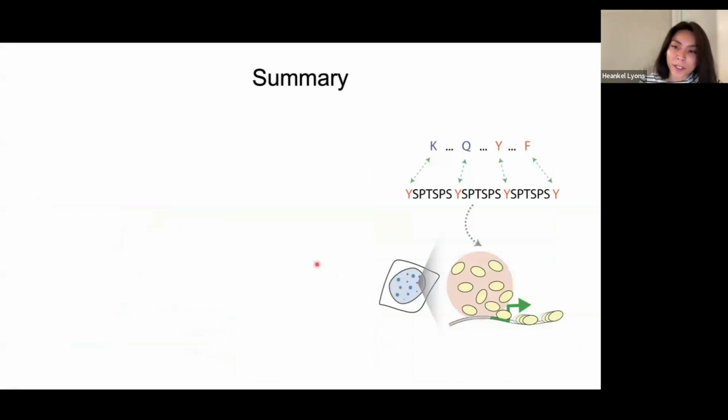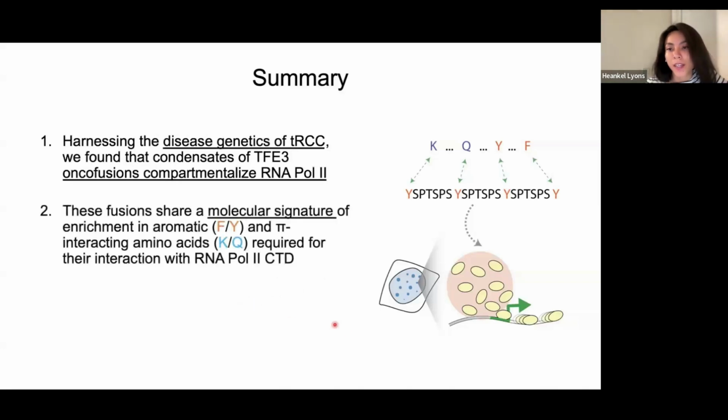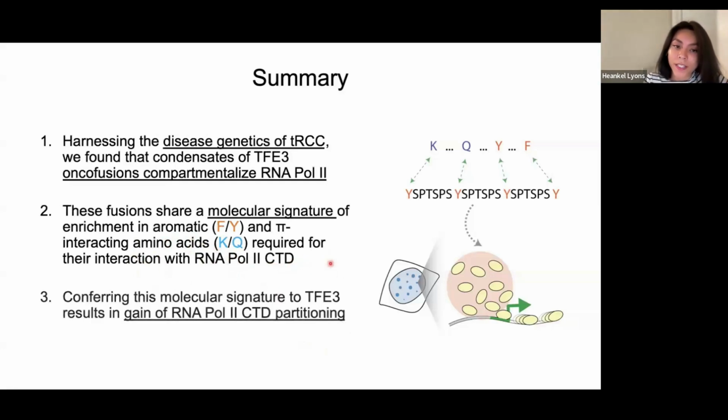So just a brief summary of the last story I shared. We have used the disease genetics of TRCC to learn how these oncofusions compartmentalize proteins, and we found RNA Pol II is one of these proteins. And I showed you how they use a molecular signature where they have an enrichment for these aromatic and pi-interacting residues, and they can interact with the RNA Pol II CTD. And conferring this signature to other proteins like the wild-type TFE3 can lead to a gain-of-function CTD partitioning.